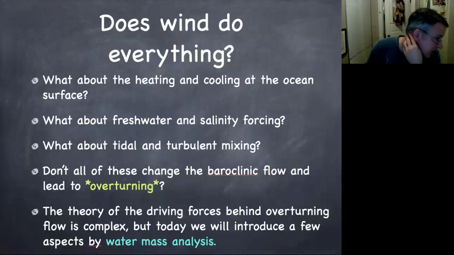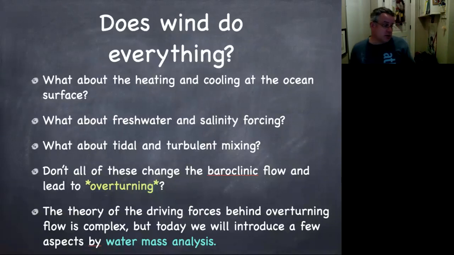But does the wind do everything? We've learned to associate those features with wind-driven Ekman convergences and divergences and the Sverdrup transport that predicts the interior flow. What about heating and cooling? What does that do? What about freshwater and salinity? What does that do? What about the turbulent mixing? How does that come into play?